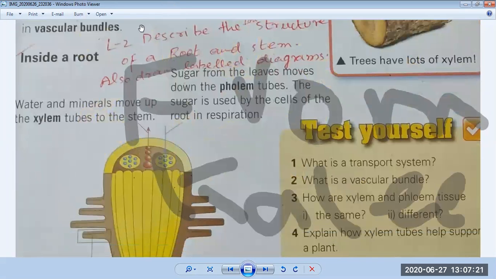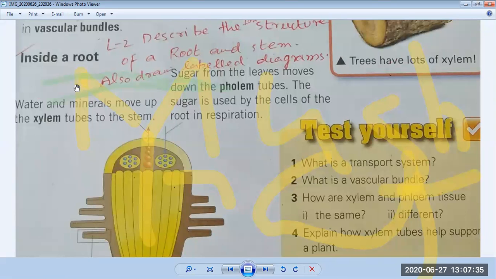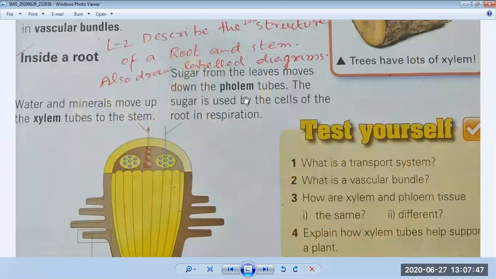We have discussed that root and stem are responsible to transport food inside the body of a plant. So first we will see what is inside a root. Which things are present inside the root? First, water and minerals move up the xylem tubes to the stem. Second, sugar from the leaves moves down the phloem tubes. The sugar is used by the cells of the root in respiration.